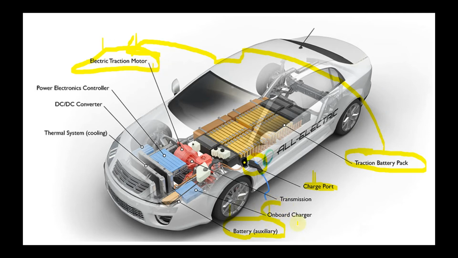We have another component, the onboard charger. It takes the incoming AC electricity supplied via the charge port and converts it into DC power for charging the traction battery pack. It also communicates with the charging equipment and monitors battery characteristics such as voltage, current, temperature and state of charge while charging the pack.